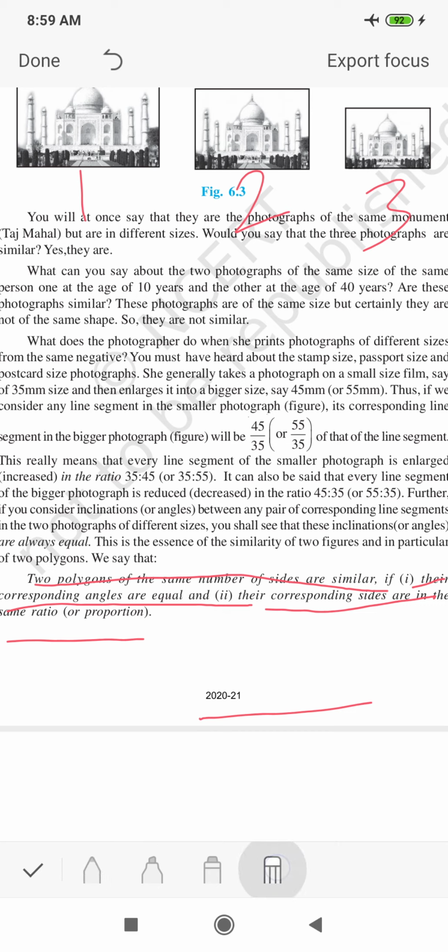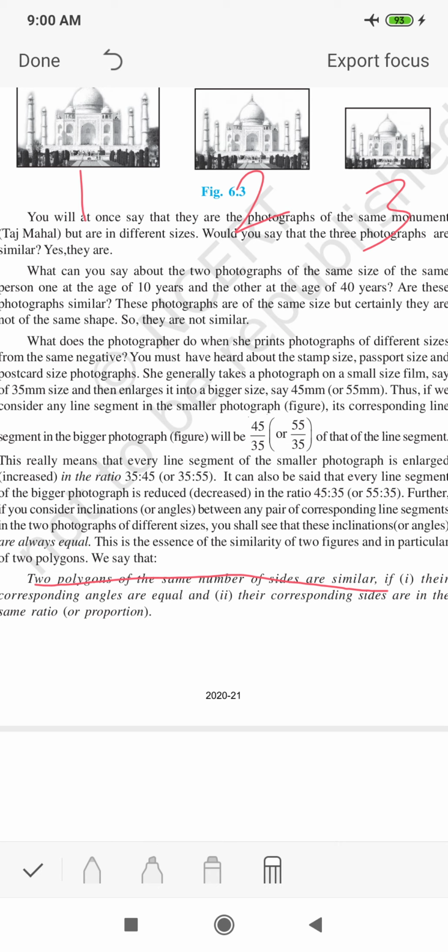This is the definition. Two polygons are called similar if their corresponding angles are equal and their corresponding sides are in the same ratio. Corresponding angles are equal means what? Two figures are there. Angle A is equal to angle P, angle B is equal to angle Q, and all the angles should be equal. And their sides are in the same ratio means they need not be equal. Same ratio means in the proportion, in the multiple of.